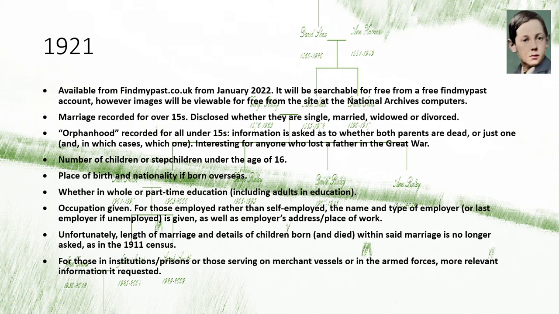So if there are records relating to that company at the relevant archive, you may find all sorts of extra records which we're going to look into in future videos. Unfortunately, the length of the marriage and the details of children born and died within a marriage is no longer asked as it was in the 1911 census. For those in institutions or prisons, or those serving on merchant vessels or in the armed forces, there is information that's more relevant to their situation that's requested of them. So there are extra fields of information that you'll get from ancestors in that situation as well.